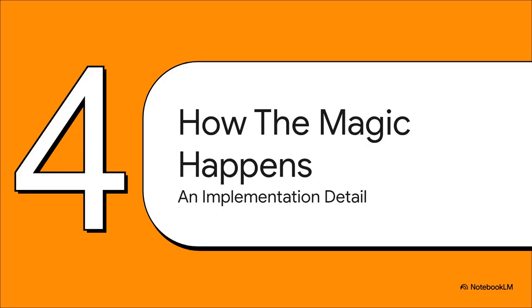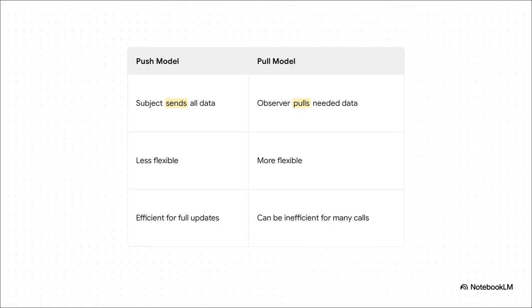Okay, so we know what it is, and we know where it's used. But now let's peel back one more layer and look at a really key decision that developers have to make when they build one of these systems. The big question is this. When the subject notifies its observers, how much information does it actually send?